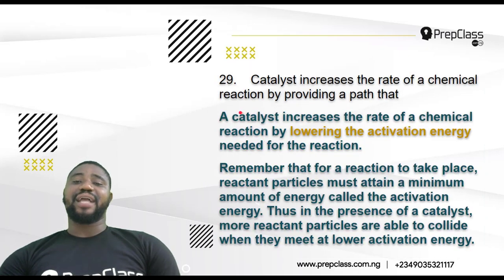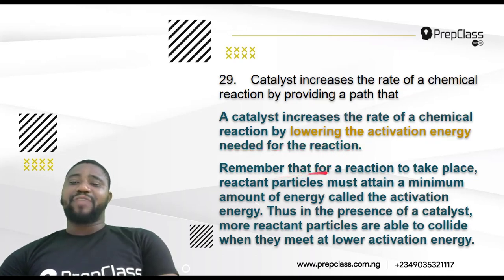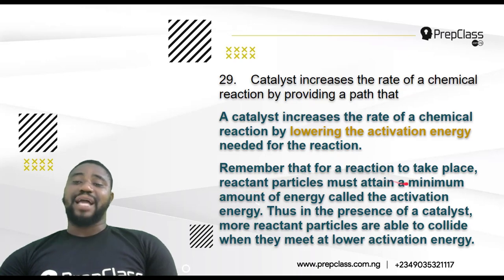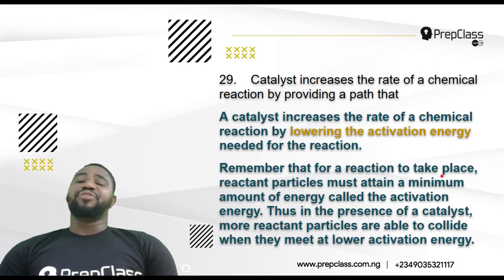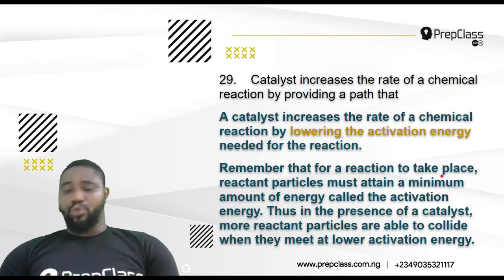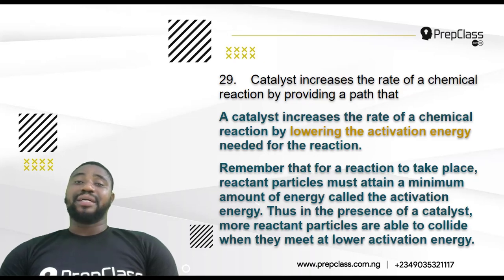Now you must understand that a catalyst increases the rate of chemical reaction by lowering the activation energy needed for the reaction. Remember that for a reaction to take place, reactant particles must attain a minimum amount of energy, which is called the activation energy. Thus, in the presence of a catalyst, more reactant particles are able to collide when they meet at lower activation energy. Now, according to the collision theory, for a chemical reaction to occur, the reactant particles must collide before they can form products.